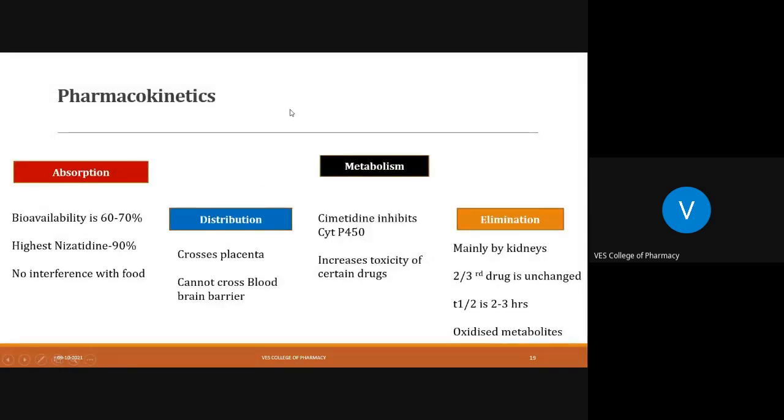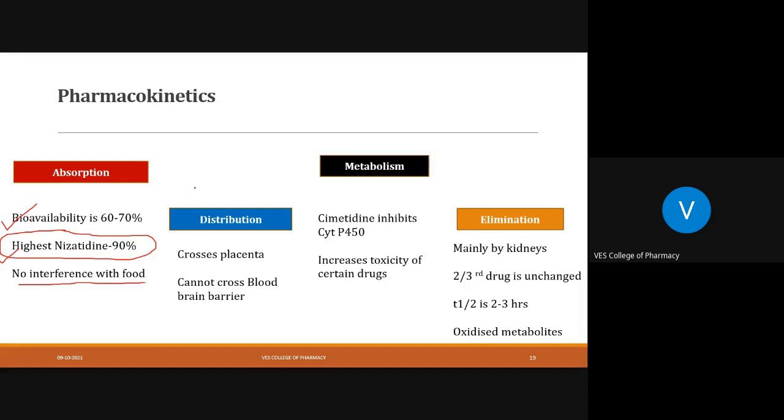Next one, pharmacokinetics. In the pharmacokinetics of this cimetidine, you can see bioavailability is 60 to 70%. Again, another drug from this category is nizatidine, also a very recent drug, and it has bioavailability of about 90%. No interference with the food.